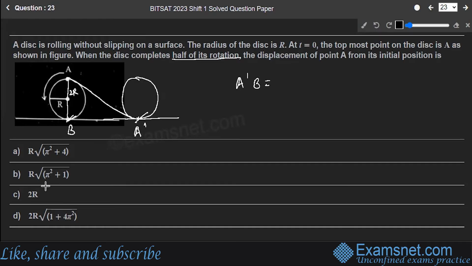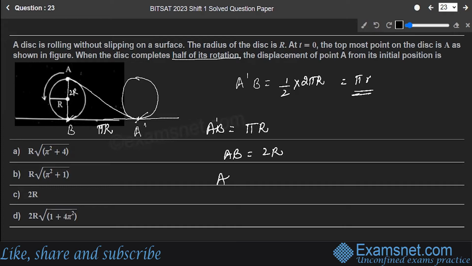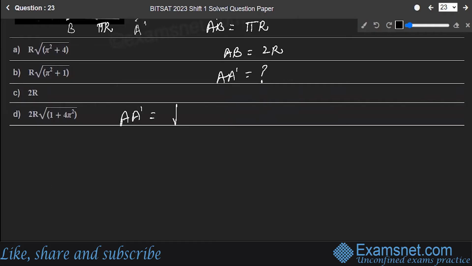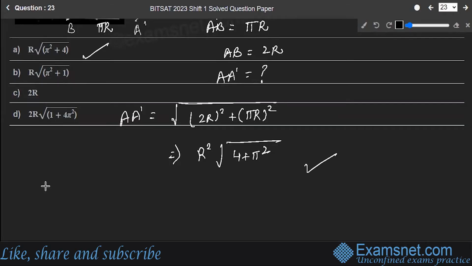So A dash B will be half of 2 pi r, which is pi r only. So A dash B is equal to pi r. AB is equal to 2r. What I need to find out is A dash A, easy by applying the Pythagoras theorem. A dash A is equal to root of (2r) square plus (pi r) square. So you have r outside, and this is root of 4 plus pi square. This is the first option. This is the right answer to the question. Hope you understood this. Next is question number 24.